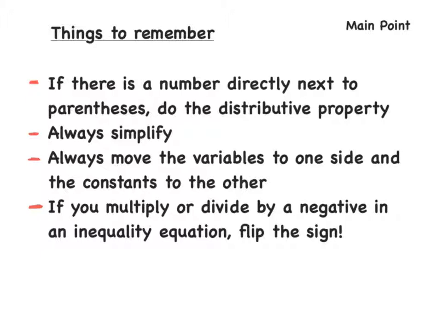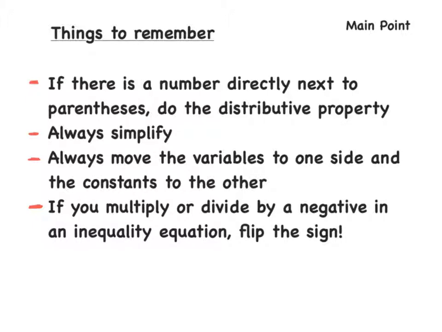First thing, if there is a number directly next to parentheses, do the distributive property. It's important. Every time that you see that, always do the distributive property. Next thing, always simplify each side of the equation. Next thing, always move the variables to one side and the constants to the other. You learned this previously when we were doing two-step equations.